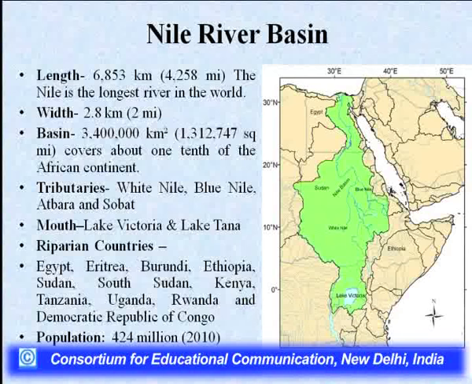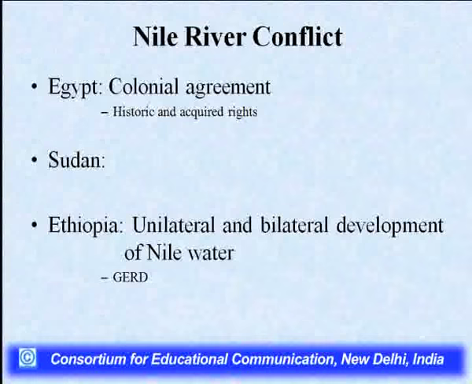So the total population of these countries is around 425 million. Seeing all these statistics, what are the major conflicts, the major contentious issues in this Nile River Basin? This river is shared between 11 riparian nations, but the more important countries where there is a conflict, or which are at the forefront, are Egypt, Sudan, and Ethiopia.